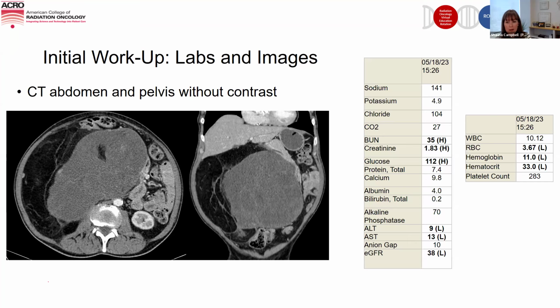On his baseline labs, we can see that he does have an elevated creatinine of 1.83 with a decreased GFR of 38. Otherwise, his labs are not too significantly off, and he does have just that little bit of anemia with a hemoglobin of 11. Next slide.